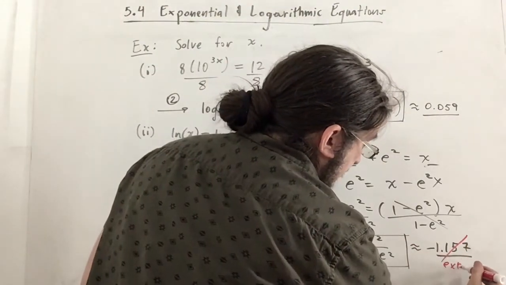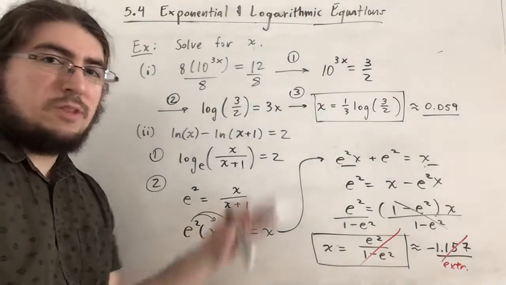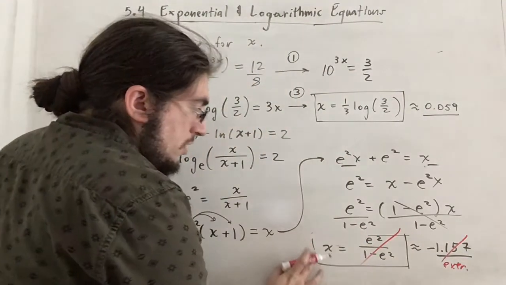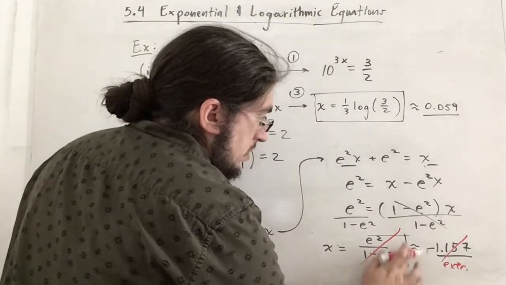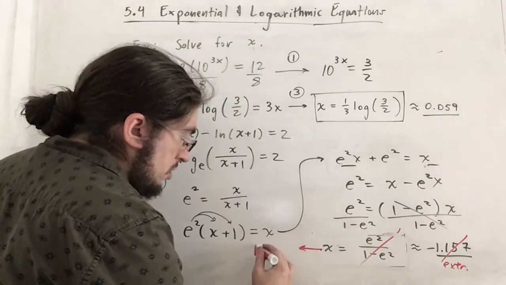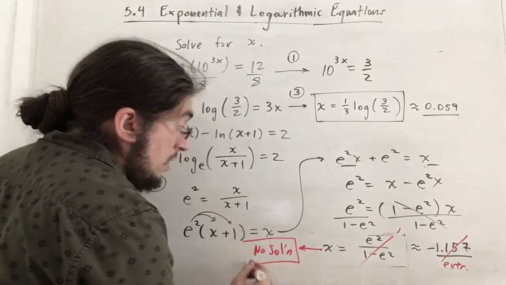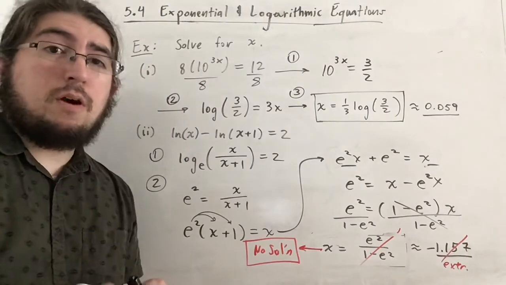So since it's extraneous, what does that mean? Well, that tells us that I shouldn't have really boxed this. I really should have boxed no solution. So in actuality, there is no solution. Now, it wasn't obvious that it was negative before approximating it.